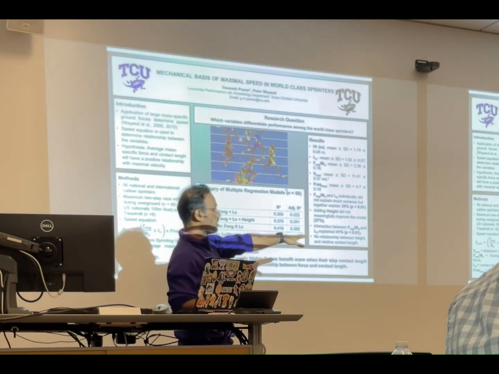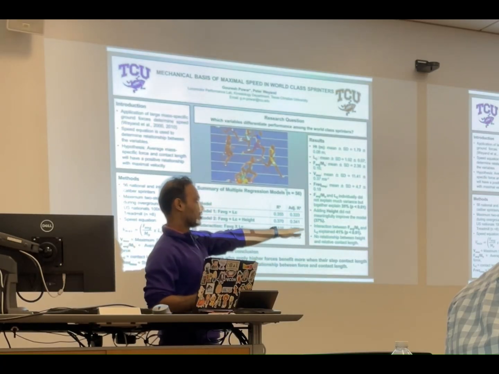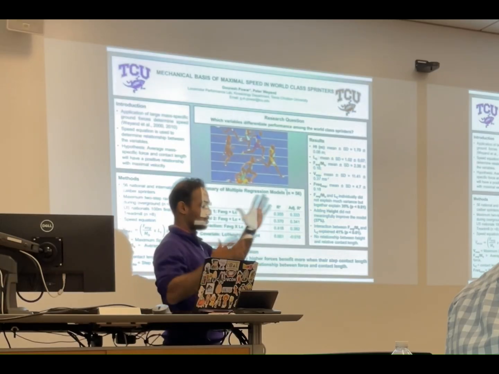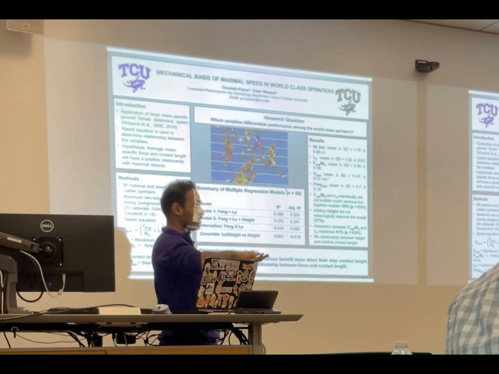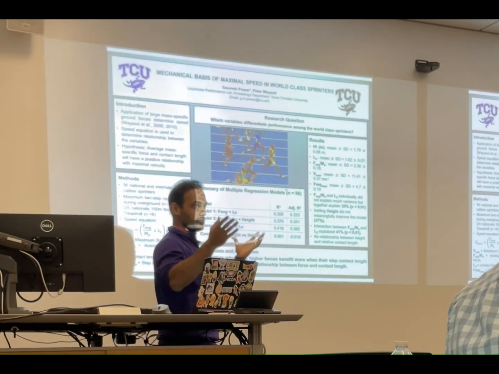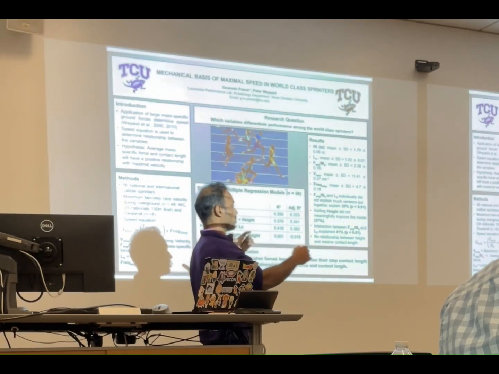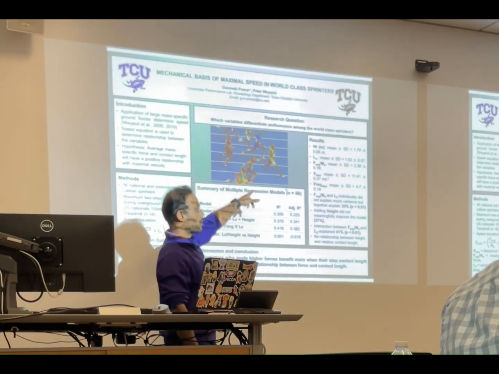So as you can see, Vmax there is the maximum sprinting velocity. F average by body mass is the average mass-specific force. So we take the average force applied to the ground, divided by the body mass. That gives a relative average force. LC is the contact length. So this is a new variable. As you can see, Usain Bolt right there.